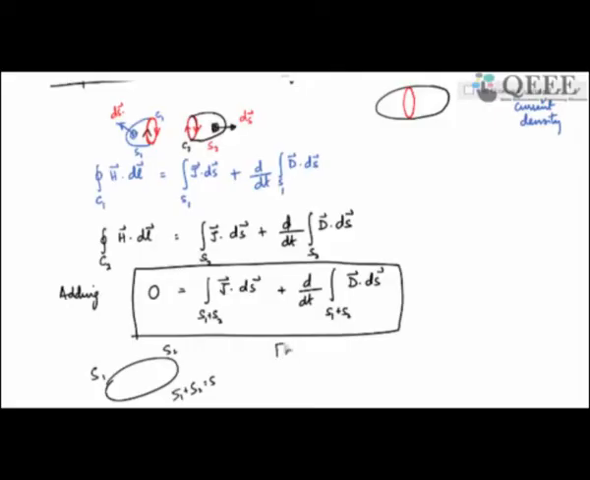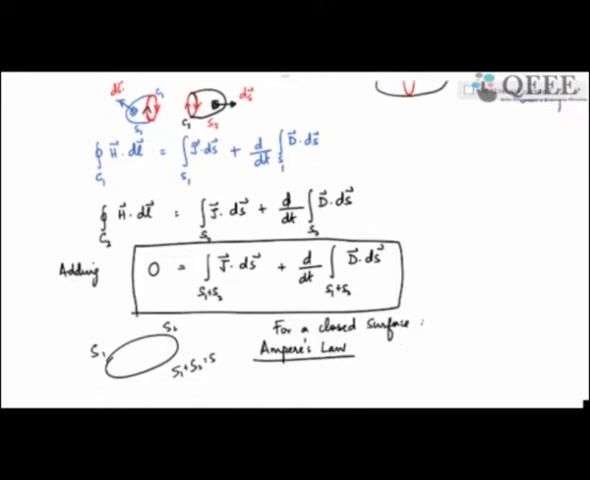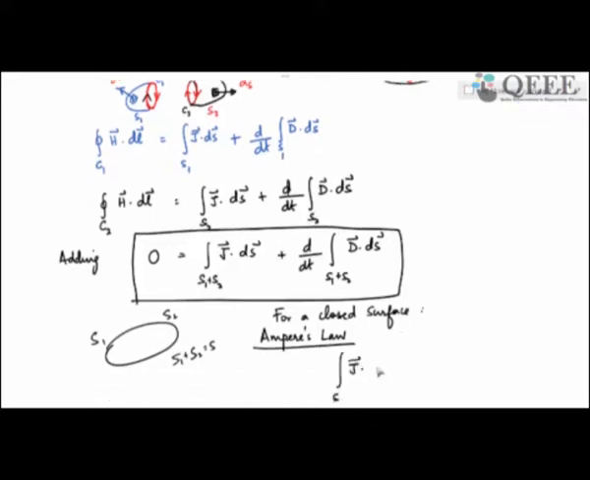Now this is a very important result in Ampere's law, and the result is the following. If I take a closed surface S, which is S1 plus S2, so for a closed surface, if I apply Ampere's law, it simply states that the surface integral of J dot ds is equal to minus d by dt of the surface integral of D dot ds.